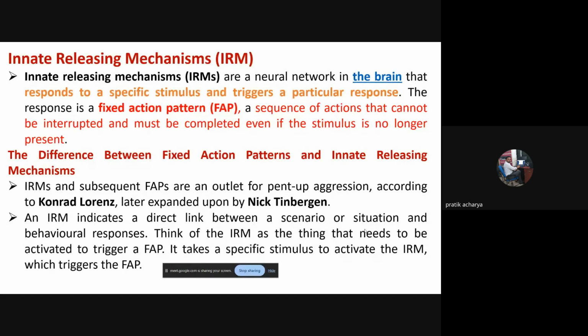Fixed action pattern means we are particularly showing a pattern, a facial expression, and any kind of physical change in our body for that purpose only. If we have certain external stimuli, we react to those stimuli, or an animal reacts towards those stimuli by expressing a certain pattern, which is called a fixed action pattern. Okay. So these are the basic properties of innate releasing mechanism.